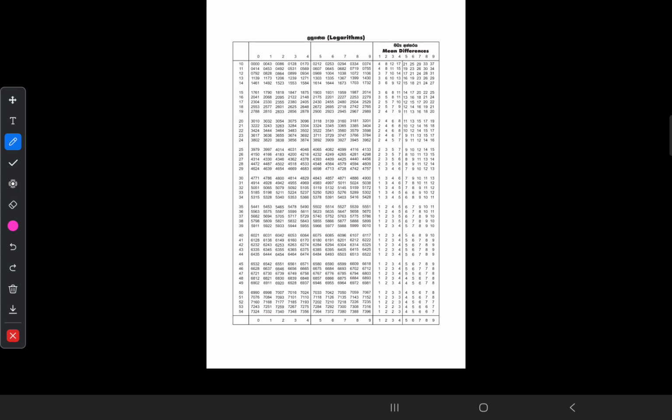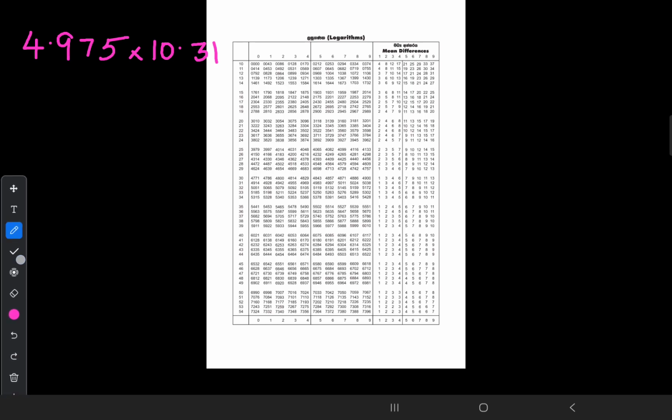For that, we will use an example. Here the question is 4.975 multiplied with 10.31. Okay, this is our question. We need to multiply this. It is hard to multiply this directly. So that's why we have to introduce log here. So I will introduce log here.